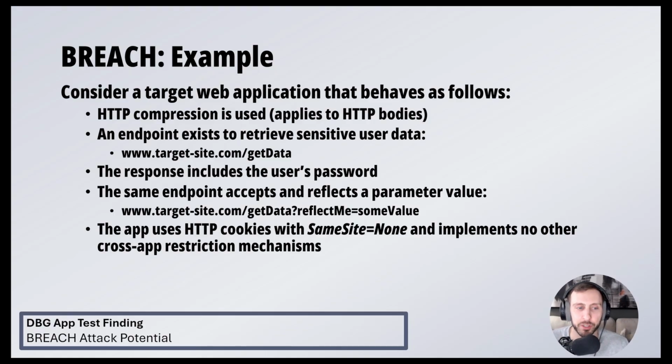It's returning a password in the response, which normally the attacker wouldn't be able to read, making cross-origin requests because of same origin policy. But let's say that the same endpoint also accepts data in the form of a parameter, which I've called reflect me, and it takes that data and incorporates it into the same response that includes the user's password. And finally, of course, we're making the assumption that the app is using HTTP cookies with SameSite none, or some other mechanism allows us to make authenticated requests on behalf of the user.